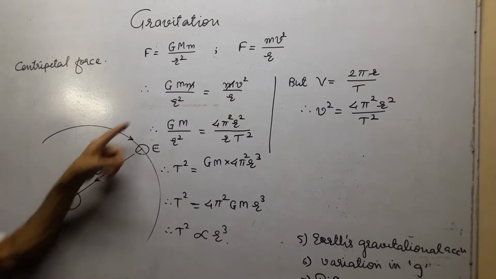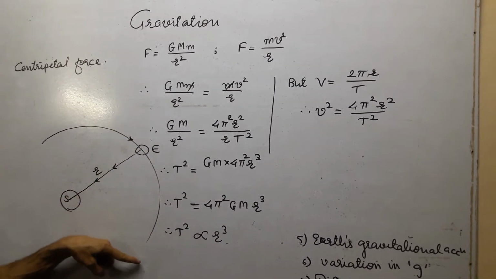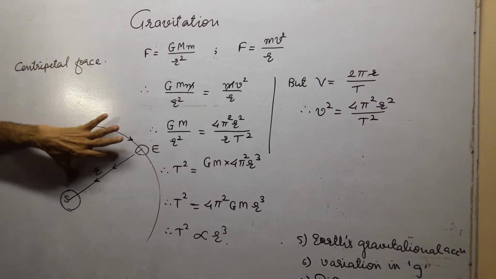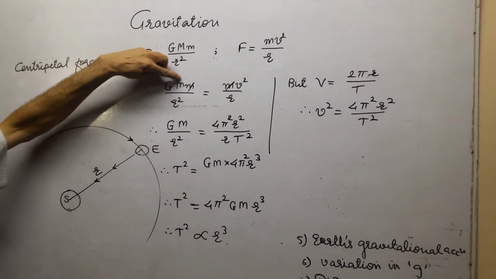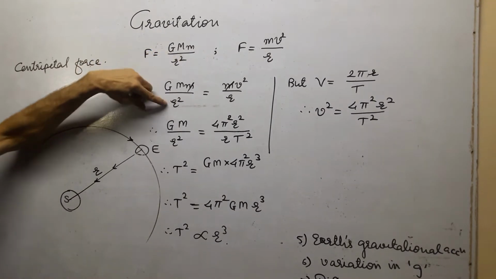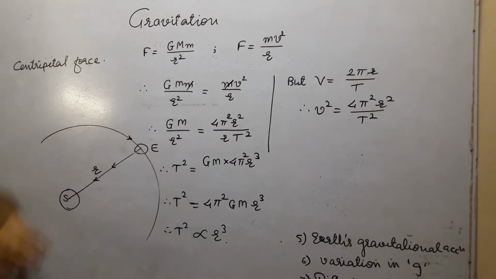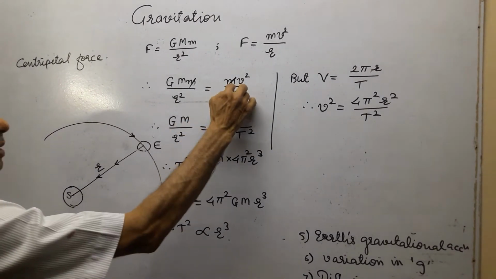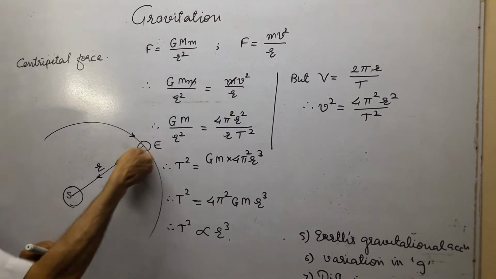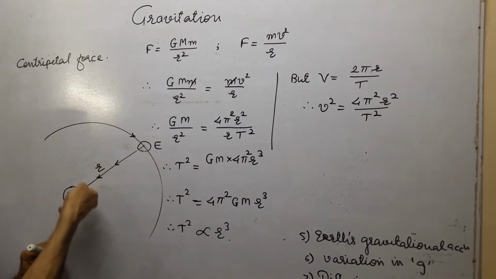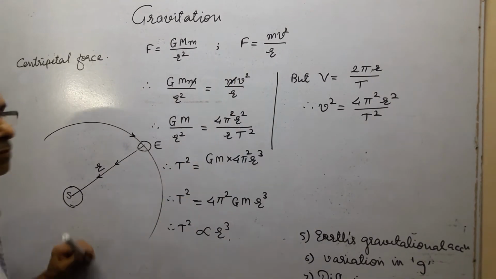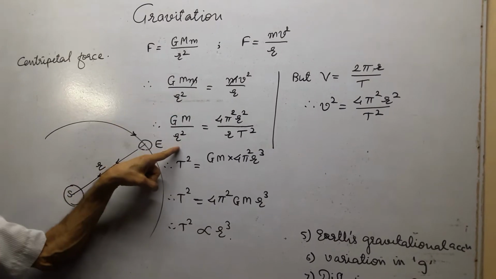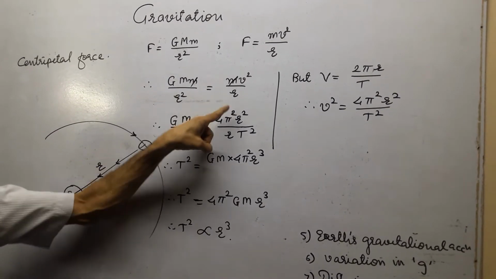Now let us take the earth moving around the sun. According to Newton's law, the gravitational force is G into the mass of the sun into the mass of the earth upon r square, where r is the distance between them. At the same time, the earth moves in the orbit, and therefore the centripetal force acting on the earth toward the center is mv square upon r. We cancel m, and we get GM upon r square is equal to v square.